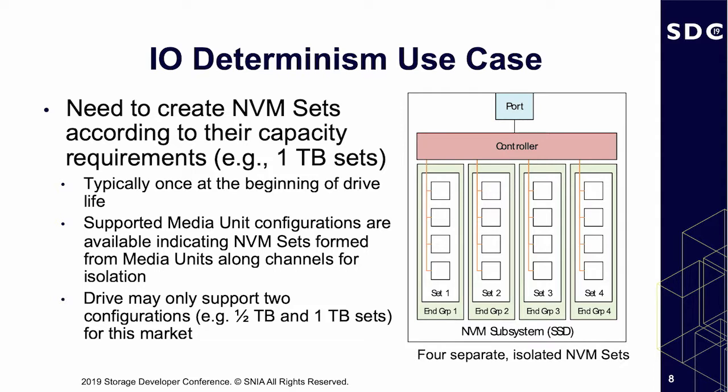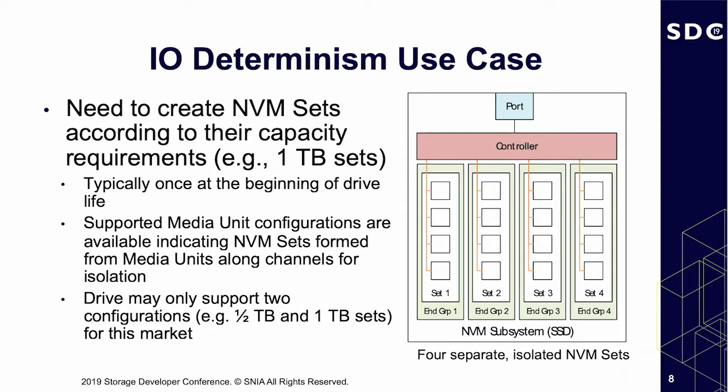This is the IO determinism use case where each NVM set is its own endurance group, just like they're shipped from the factory today. But now you get to see visibility on the back end, and you don't have to keep it configured this way for the life of the drive. You could repurpose it over into a Denali use case or whatever. But typically this is done when you first get the drive in. You would configure it this way for this kind of application.